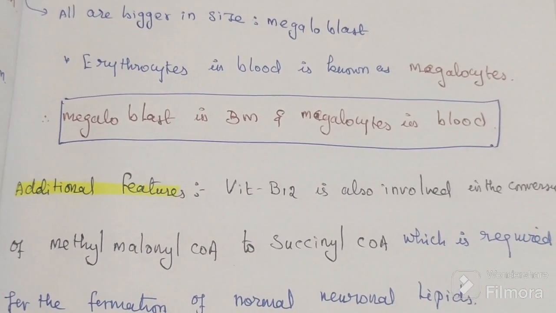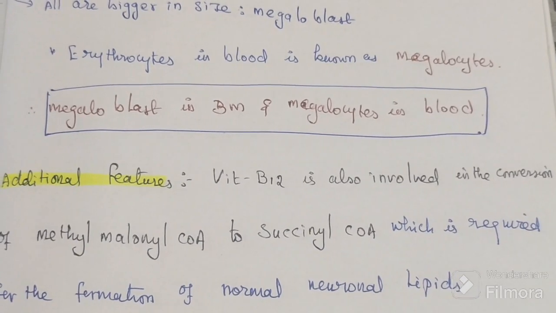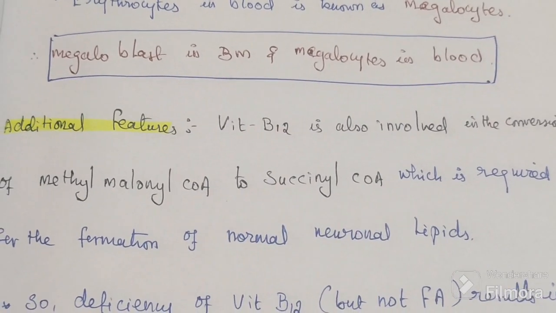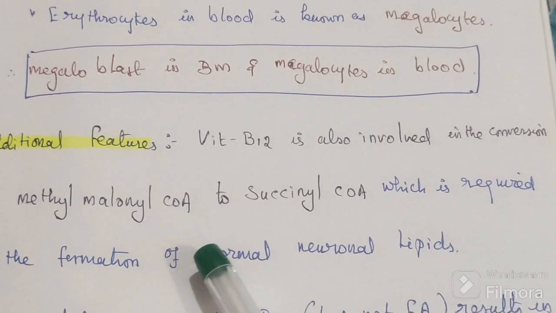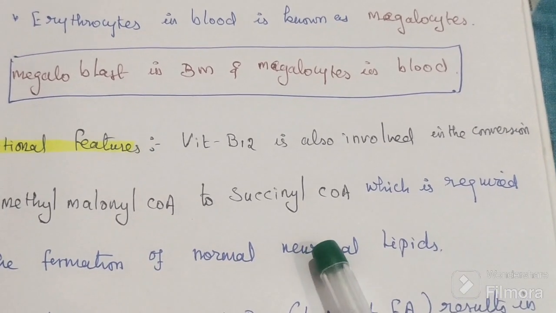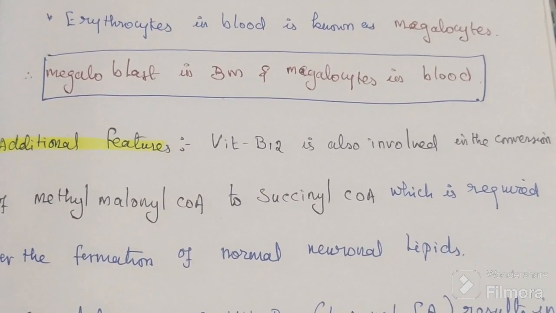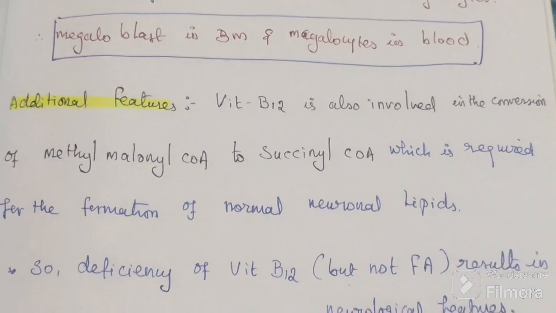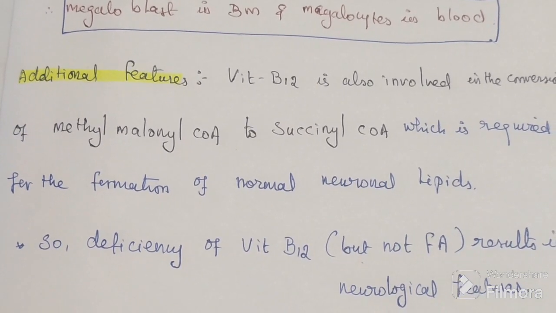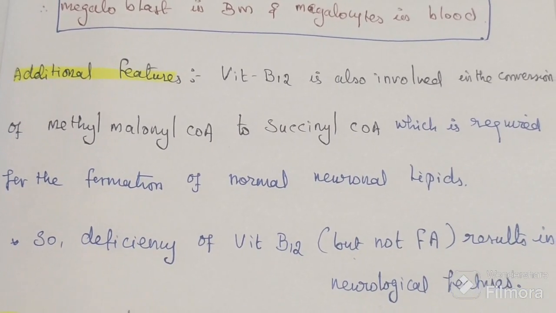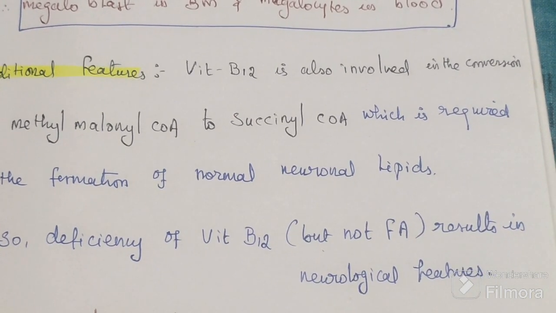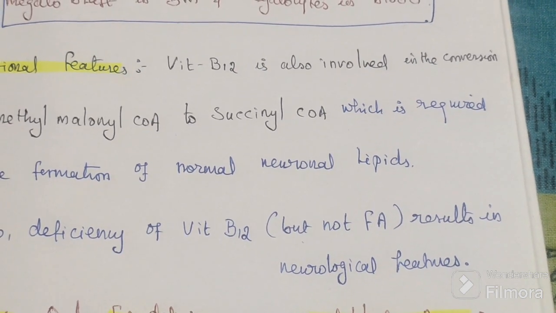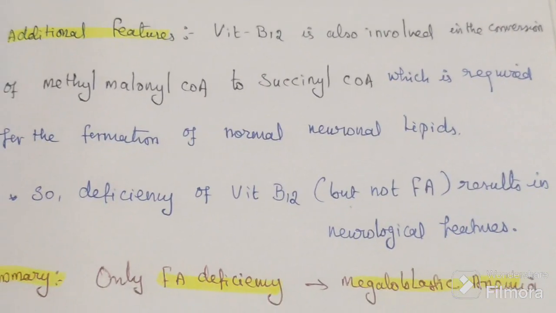Additional feature of vitamin B12: vitamin B12 is also involved in the conversion of methylmalonyl coenzyme A to succinyl coenzyme A, which is required for formation of normal neural lipid. So deficiency of vitamin B12, but not folic acid, results in neurological features. What are the neurological features? Loss of sensation, tingling sensation, numbness, and so on.